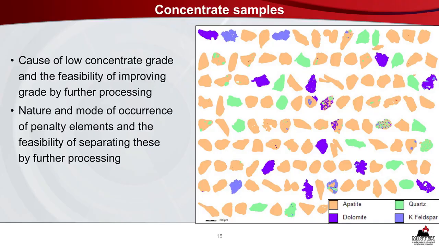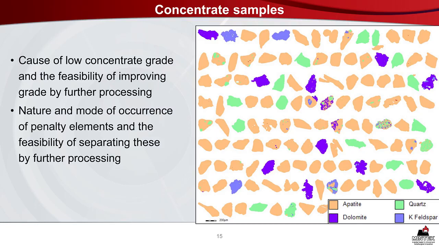Another place where looking at liberation and mineralogy is very good is after you've done your test and you have a product and you have a tails. And you can see that your concentrate hasn't made grade. Well, why not? And a simple SEM picture can show you a lot of information.